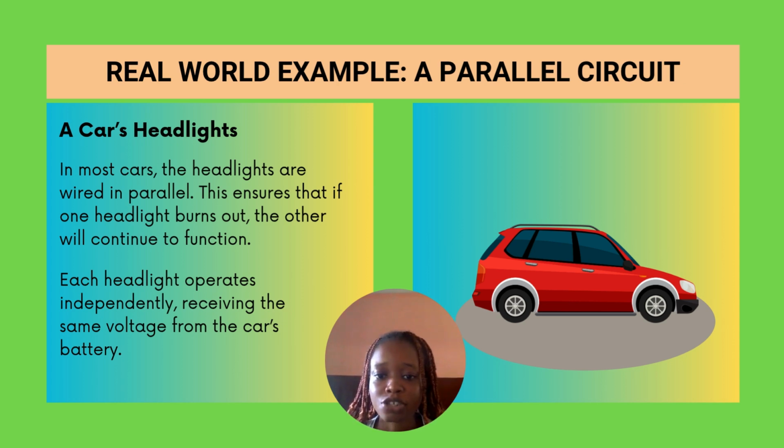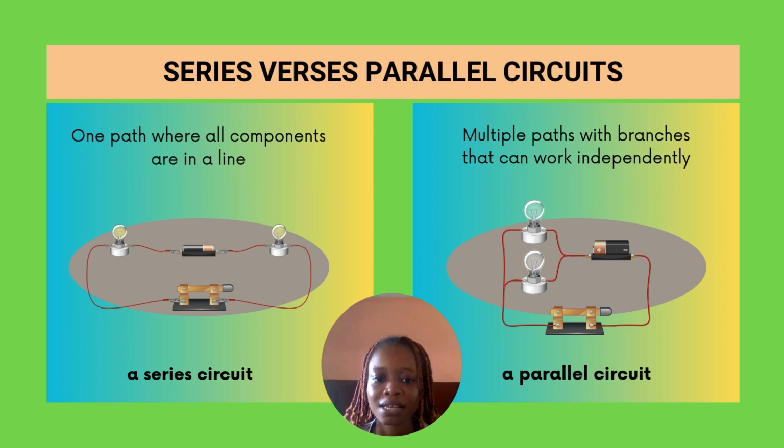A real world example of this is your car headlights. In most cars, the headlights are wired in parallel. This ensures that if one headlight burns out, the other will continue to function. That's why most times, if you see some cars, one headlight is working, the other headlight is not working. That's because the wires for these headlights are connected in parallel. So if peradventure one component stops working, the other components are still functioning to make sure electricity is flowing and light is given off at the end of it.